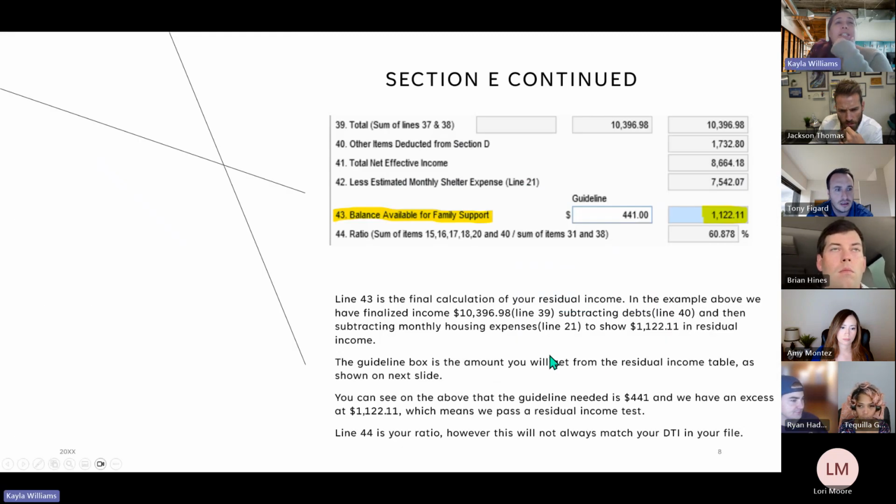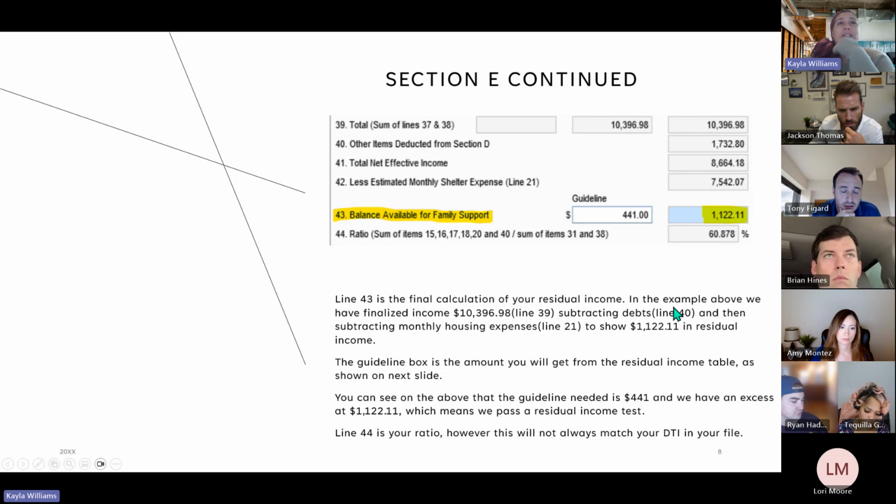This is the bottom of section E. This is going to tell you what your residual income is. So what we do is we take line 43, which is the final calculation of your residual income, this amount right here.